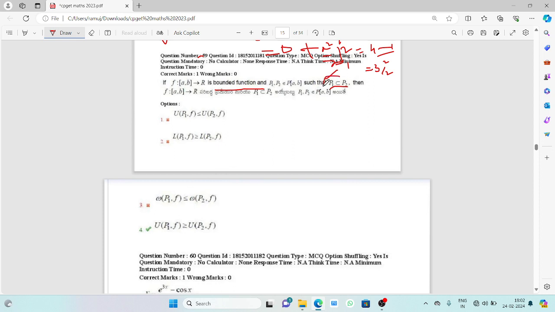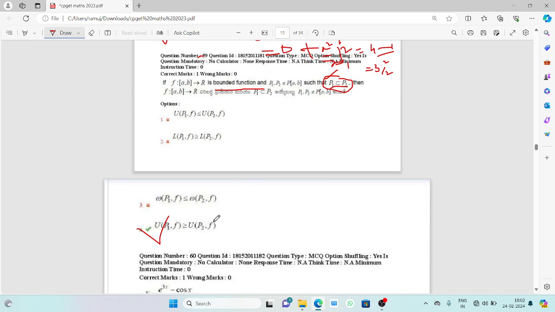Whenever this type of case arrives, P1 is contained inside P2, so always the upper Darboux sum of P1 is greater than or equal to the upper Darboux sum of P2, and is greater than or equal to the lower Darboux sum of P2.